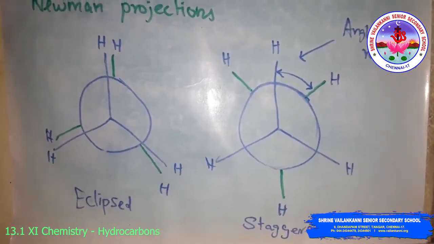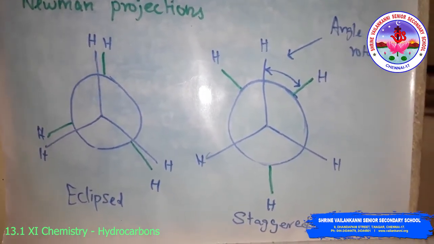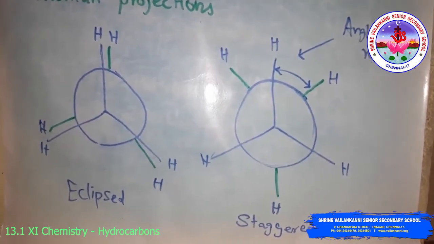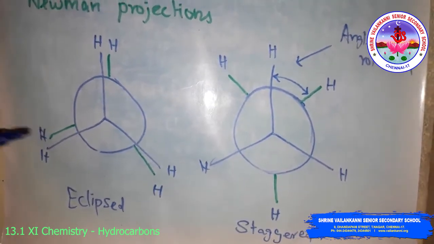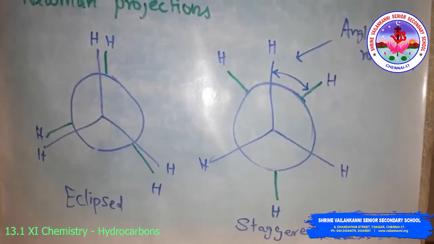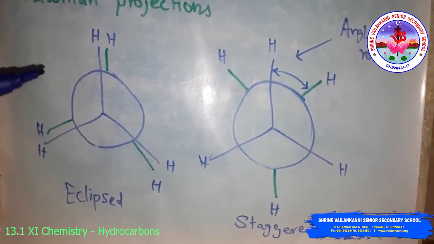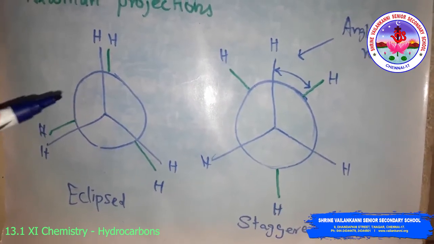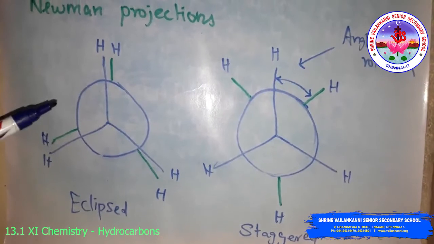Next, the relative stability of the conformations. As already said, the staggered form of ethane is the most stable. The electron clouds of the carbon-hydrogen bonds are as far apart as possible, so there is minimum repulsive force, minimum energy and maximum stability.